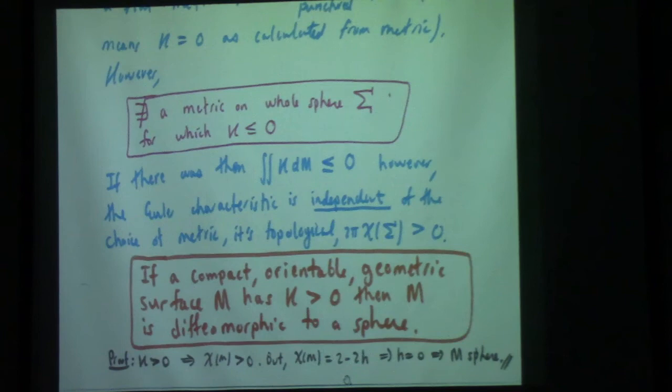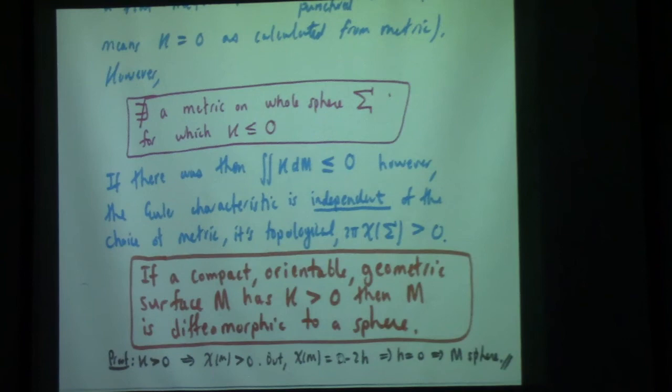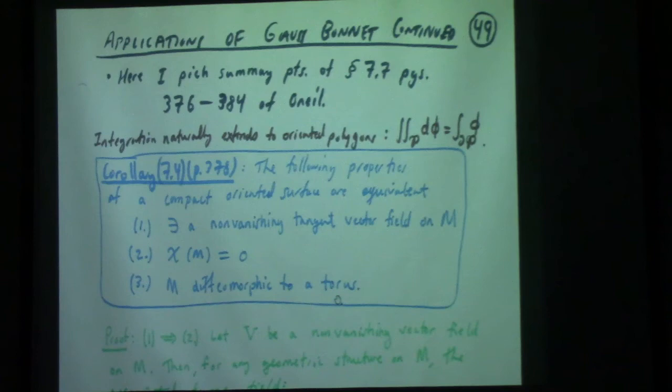Interesting. But also kind of boring. So if you're talking about a compact orientable geometric surface, you're talking about a sphere, up to diffeomorphism. So you could also be talking about an ellipsoid or all kinds of other stuff, really. So I'm picking summary points of section 7.7, which is basically pages 376 to 384 of O'Neill.